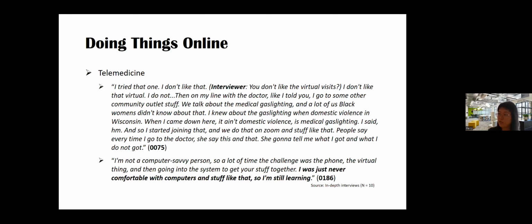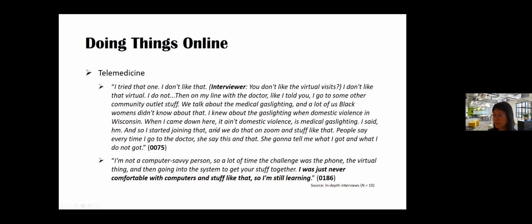Then lastly, we asked questions about how they were able, or not able, to do things online and how they felt about it. First we asked if they were able to use telemedicine or telehealth to see a doctor or to keep up with their appointments. And we have mixed responses. Some patients say, yes, it's convenient. But here we have 2 responses saying they either don't like it or they just are not that computer savvy or tech savvy, and they're not fully comfortable with stuff like that.